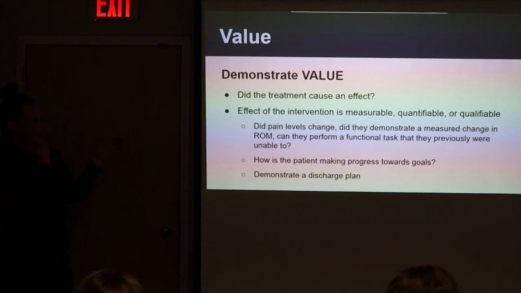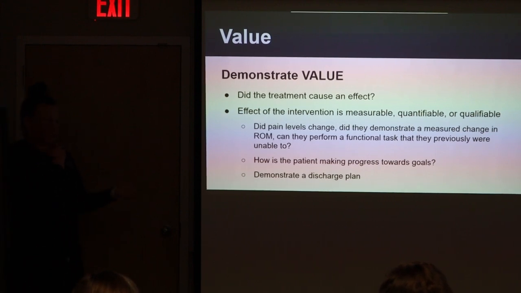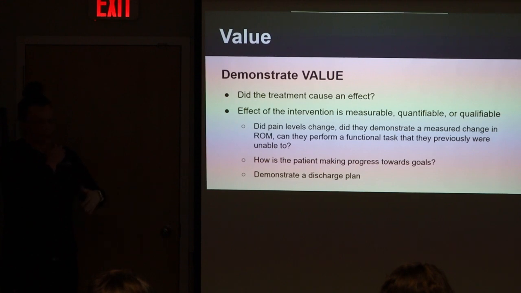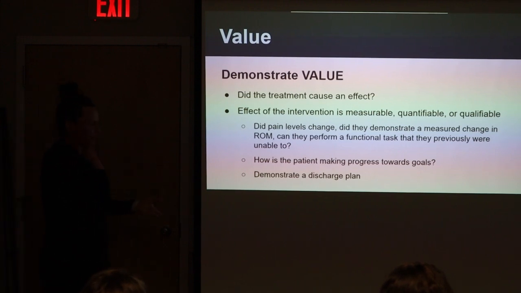that you can think about are, did their pain levels change? Did they demonstrate a measured change in range of motion? Are they able to do something now that maybe a week ago or 20 minutes prior to some type of intervention that you provided, that they're able to do now? We have to reference how the patient is making progress towards goals. This is actually something that a lot of insurance providers use as some of their criteria to approve more visits, and how they can review our services and determine if they're justified and medically necessary.